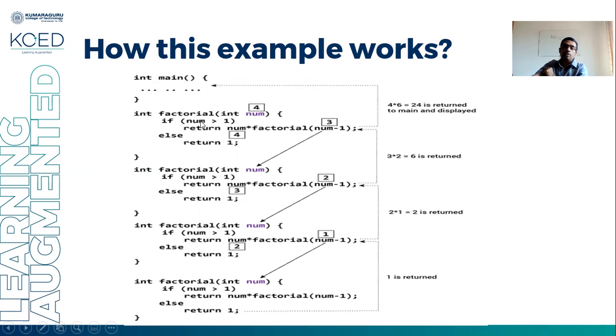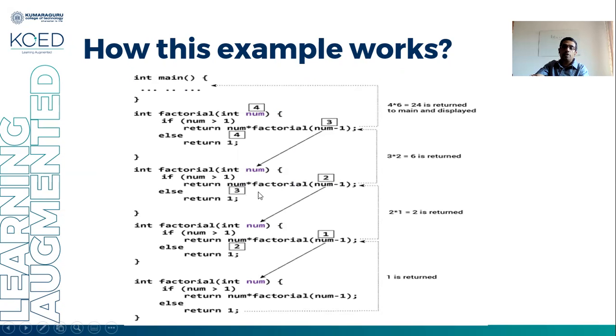It will check whether 4 is greater than 1. If 4 is not greater than 1, it will go to the else part and return 1. If 4 is greater than 1, it will go to the if part. So it returns 4 into factorial of 4 minus 1, which is 3. The function calls itself again, and the parameter is 3. Here 3 is greater than 1, so 3 into factorial of 3 minus 1, equal to 2. The function calls itself again, the next inner call.